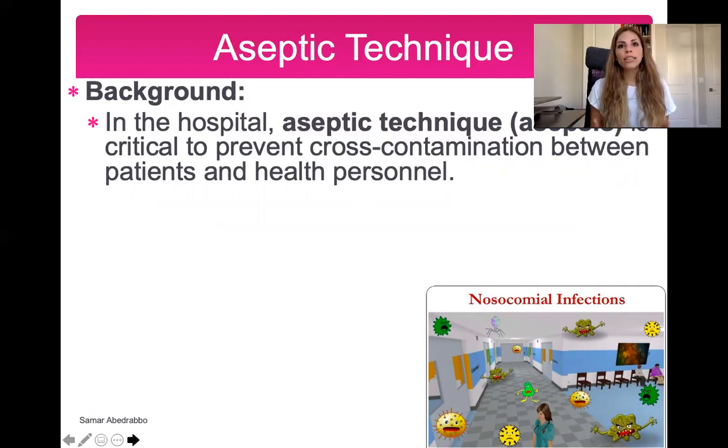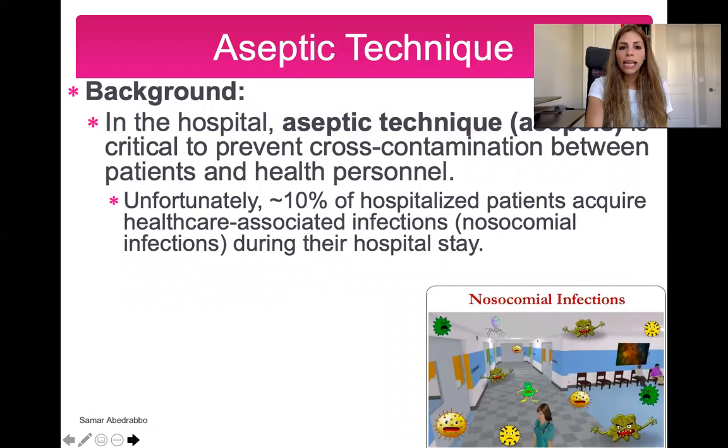So doctors and nurses and everyone else make sure that they're very clean. They're wearing gloves, they're wearing PPE, personal protective equipment. They have their lab coats on to not contaminate other patients and also to not contaminate themselves. So that's aseptic technique. And we will learn later about something called hospital acquired infections. I want everyone to keep in mind that between 5 to 15% of hospitalized patients acquire healthcare associated infections.